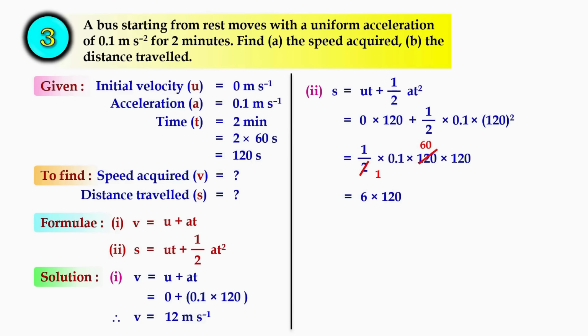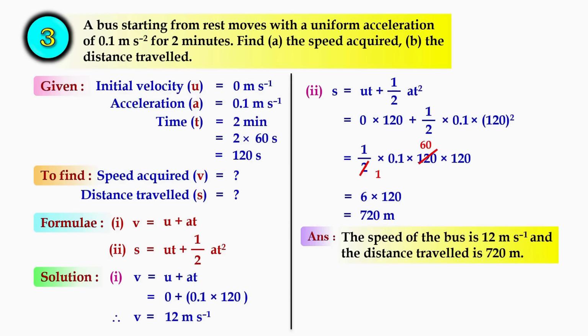Half multiplied by 0.1 becomes 0.05. Multiplying this with 120 multiplied by 120 gives 720 meters. Therefore, the speed of the bus is 12 meters per second and the distance traveled is 720 meters.